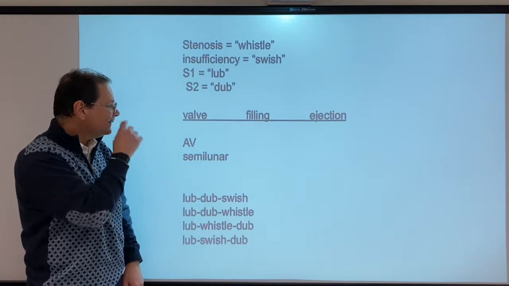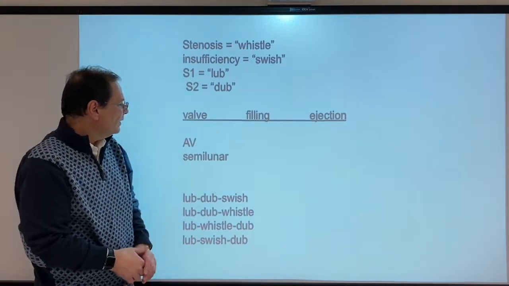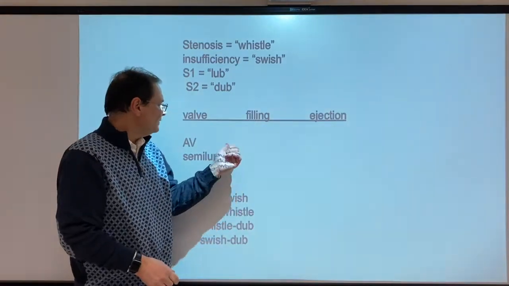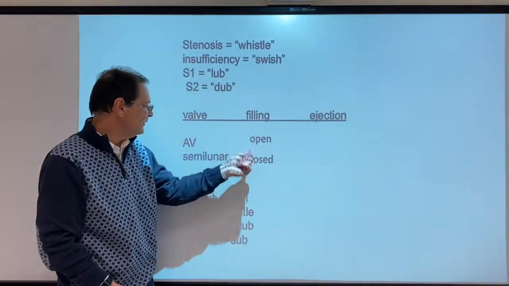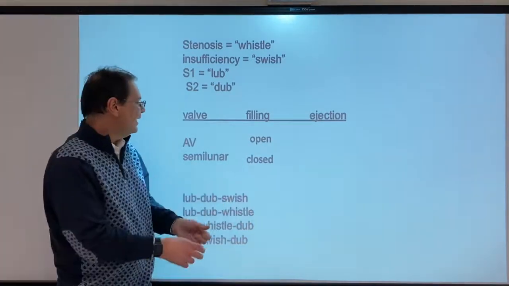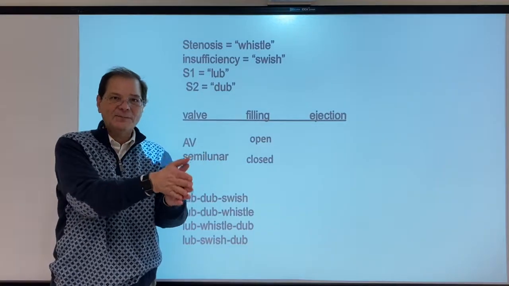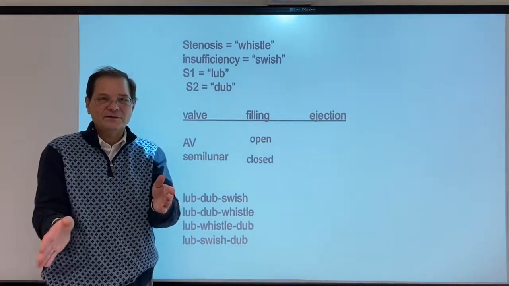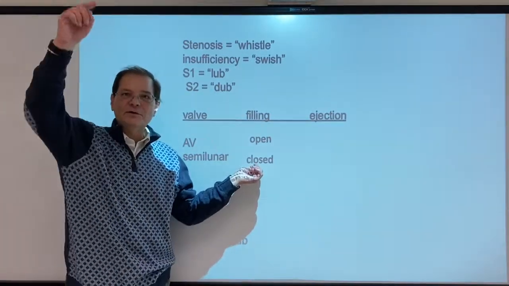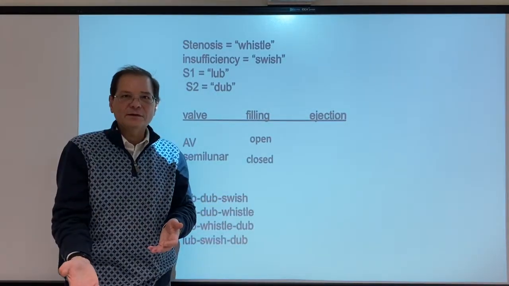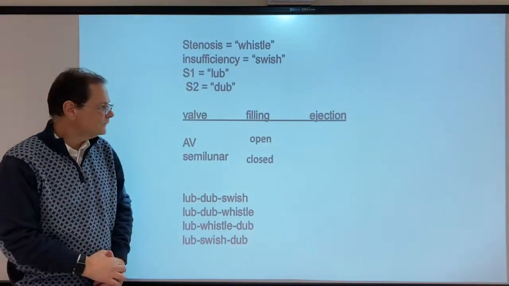If we look at our AV valve, we know that during filling, the AV valve, the mitral valve, is open and the semilunar valve is closed. And the reason is because during ventricular filling, blood is flowing from high pressure to low pressure from the atrium into the ventricle through the open valve. And the aortic valve is closed because the pressure in the ventricle is really low and the pressure in the aorta is really high, and that's keeping that valve shut, okay?